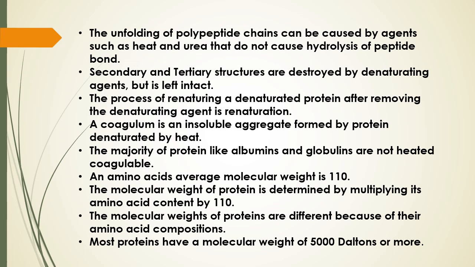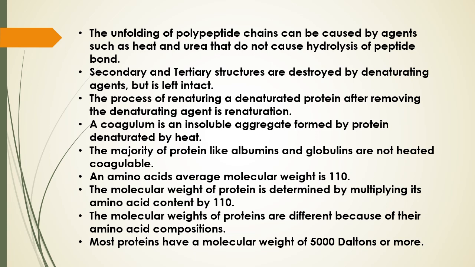The unfolding of polypeptide chains can be caused by agents such as heat and urea that do not cause hydrolysis of the peptide bond. Secondary and tertiary structures are destroyed by denaturing agents, but the primary structure is left intact. The process of renaturing a denatured protein after removing the denaturing agent is renaturation.